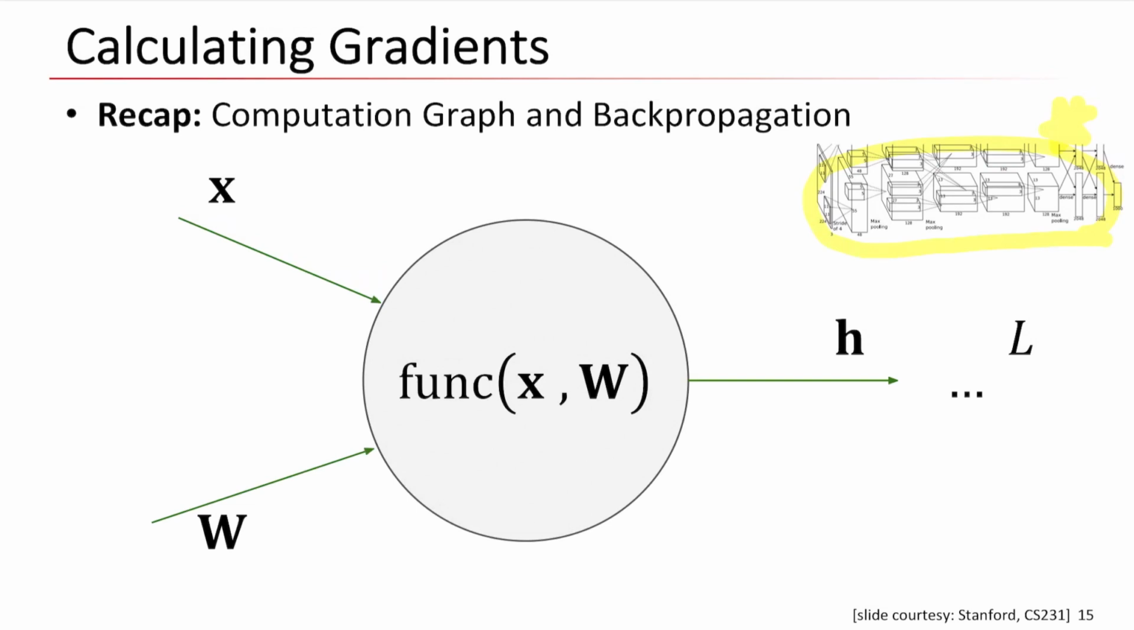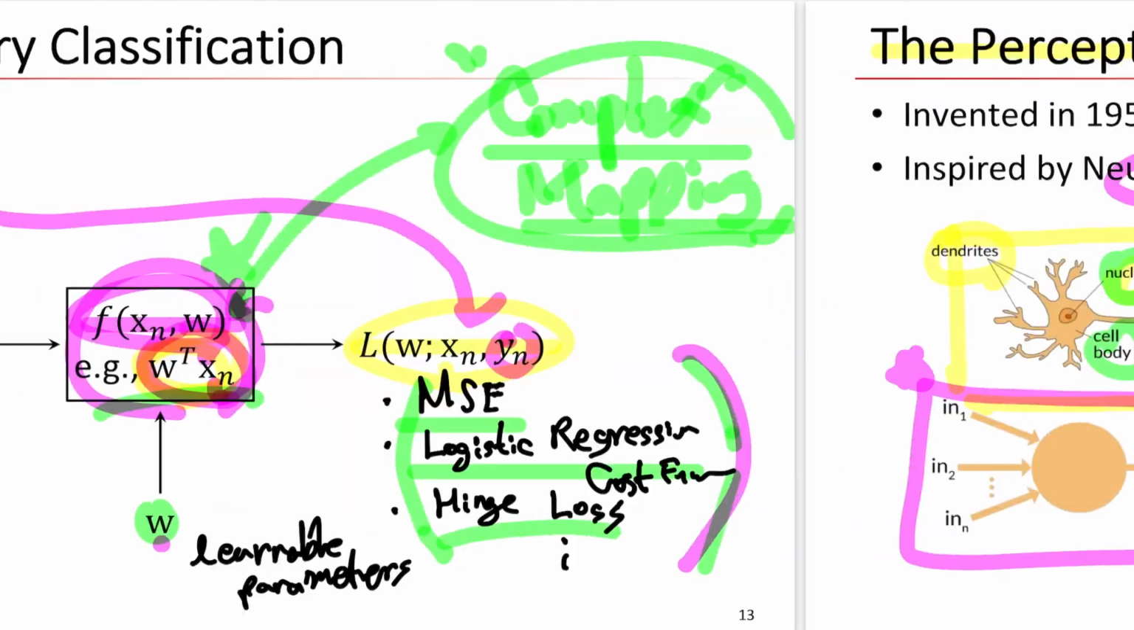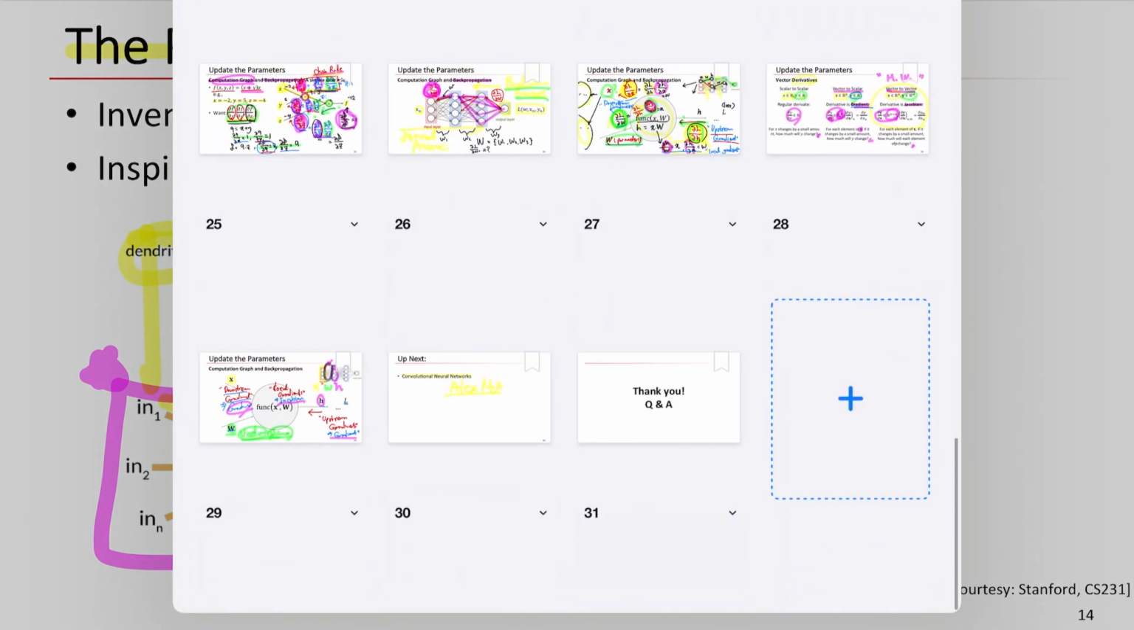Okay, let me continue. So, how to compute the gradient of the deep neural network? To understand this gradient calculation, we need the new concept of the computation graph and backpropagation, right? If you go back to our lecture 9, maybe, we discussed this one here.